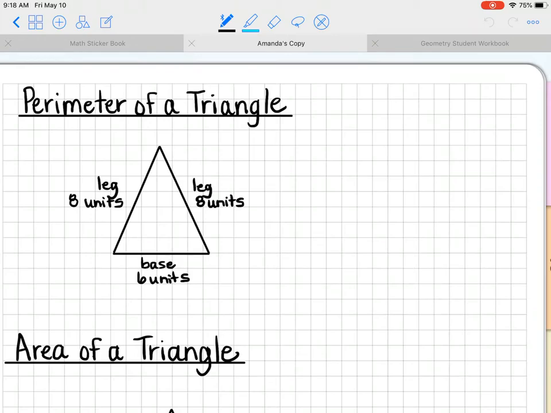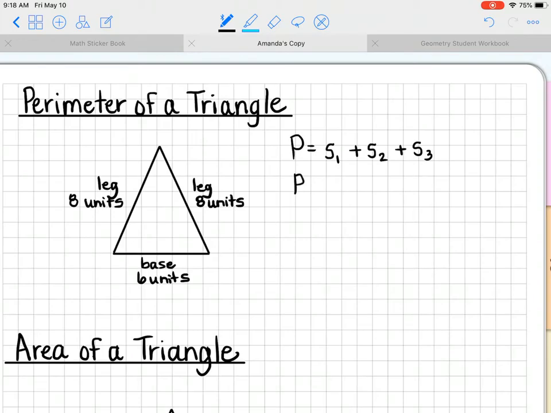Okay, the perimeter of a triangle. Remember, perimeter means the measure around a shape, a polygon. So we're going to take this particular triangle and look at its perimeter. And the formula for this is pretty straightforward. It is perimeter equals side 1 plus side 2 plus side 3. Perimeter always involves addition. So in this case, we're simply adding up the sides of this triangle.